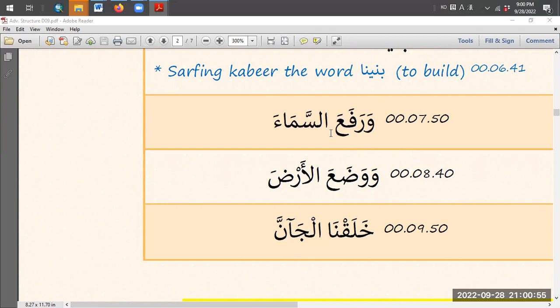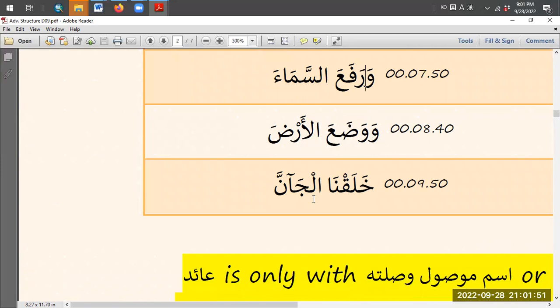Okay, wait, sister, I'm sorry. Before Sister Sabiha, can Sister Ferry say again the ishtighal version? As-sama'a rafa'aha. Or was-sama'a rafa'aha. The waw doesn't change. The place is still there. The waw is still the first word. Was-sama'a rafa'aha. So yeah, like that. Okay. Now Sister Sabiha. Wal arda wada'aha. Yes. Sister Salma again. Khalaqnal janna. Okay. Al-janna khalaqnaha. Khalaqnaha, right? Yeah.